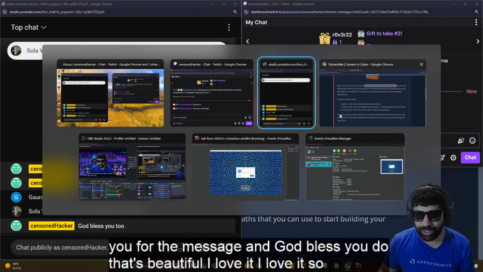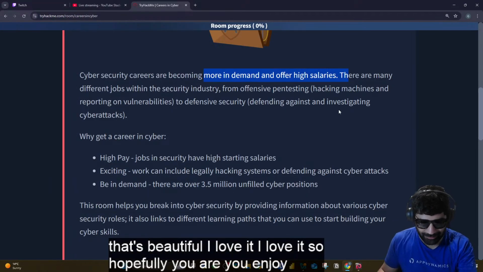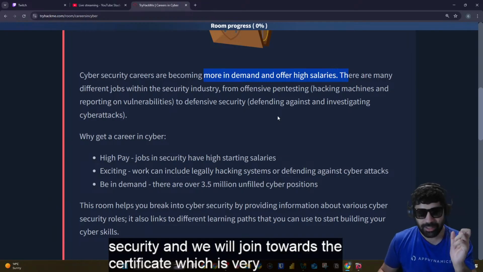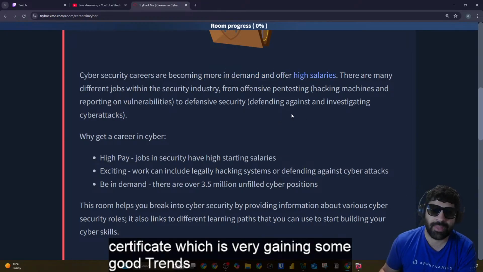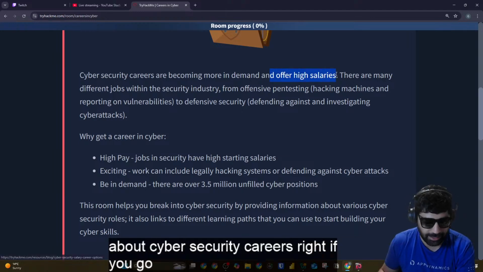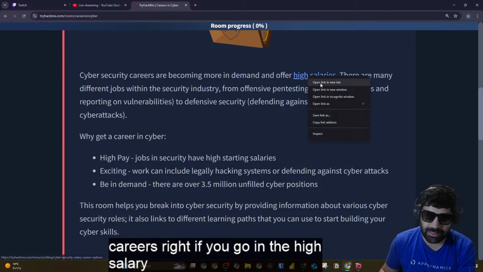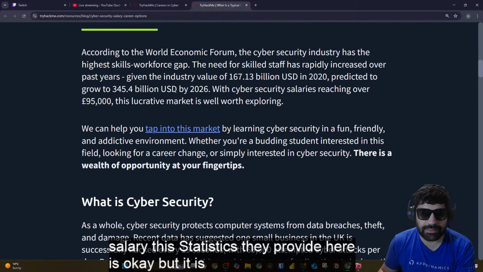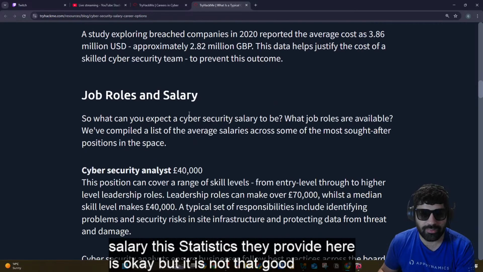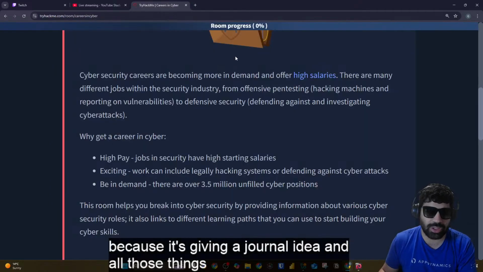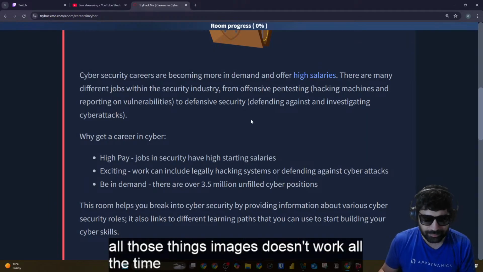So, hopefully you enjoy cybersecurity, and we will work towards this certificate, which is gaining some good trends nowadays. And we were talking about cybersecurity careers, right? If we go to the high salary, the statistics they provide here are okay, but not that good, because they give a general idea and that doesn't work all the time.